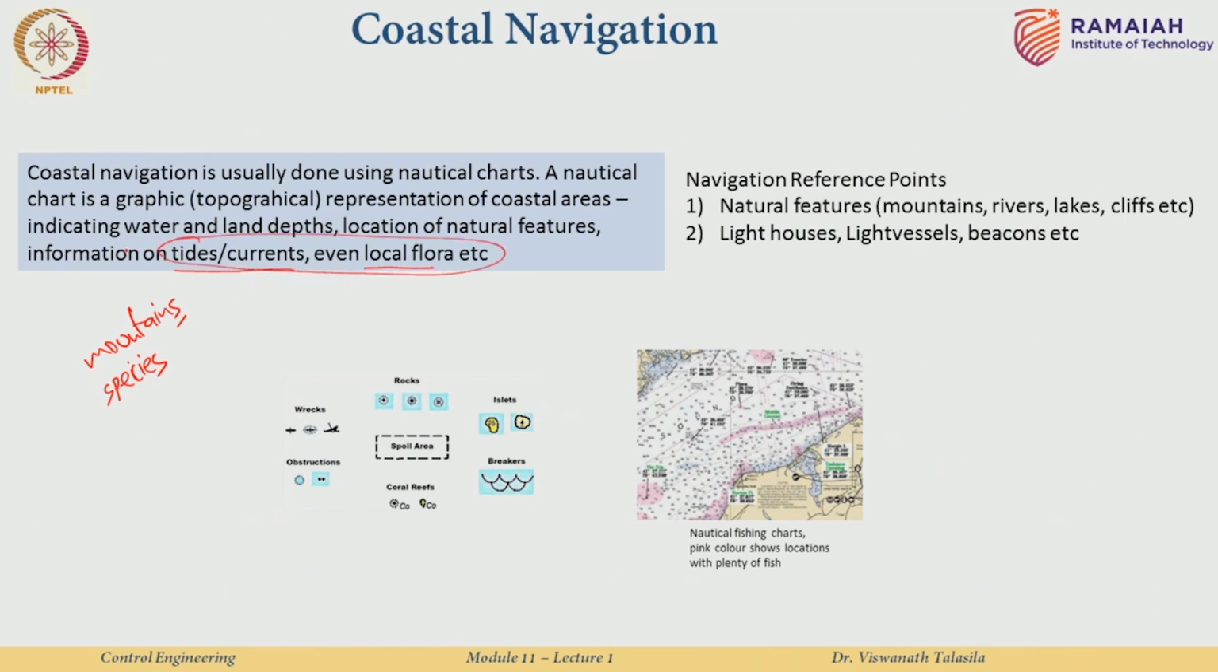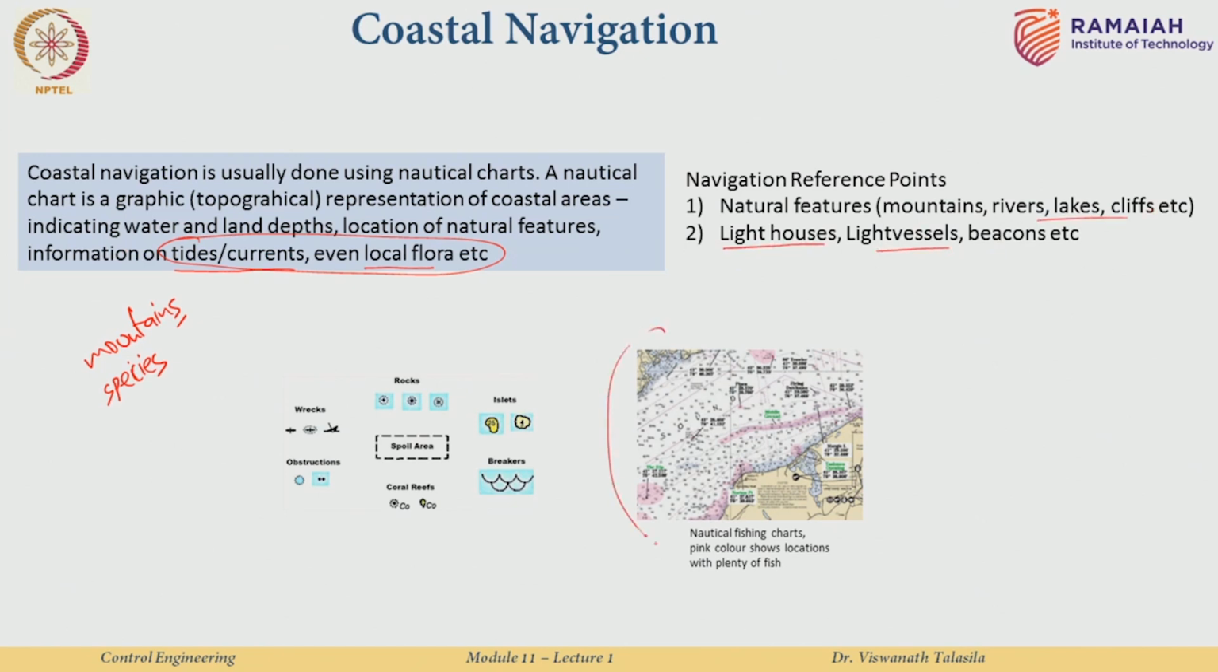You would use all this information to be able to say that I am at this particular position. At a different position, my tides would be different, the species of animals would be different, I may not have a mountain at all, and so on. Or you could use lighthouses, light vessels, and all these other features.